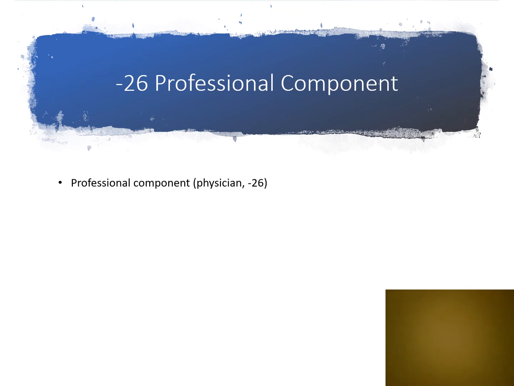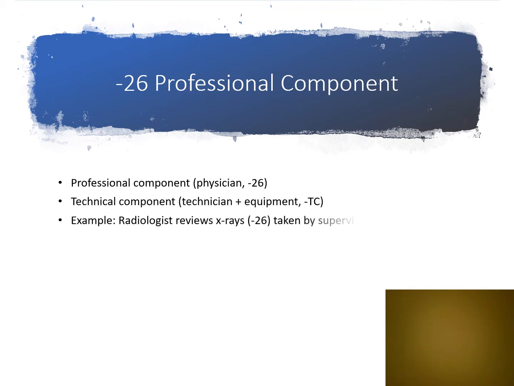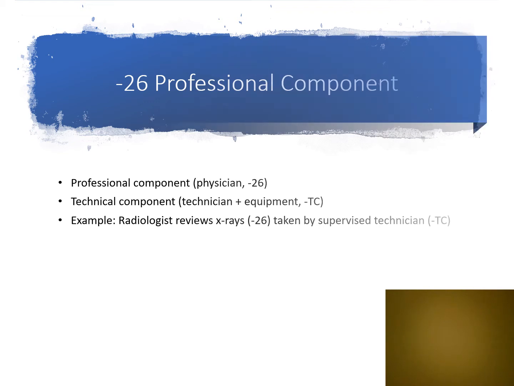Modifier 26 is for professional component. Professional means the physician. That's 26, and the technical component is TC. Example, a radiologist reviews an x-ray. That's a 26 modifier. The x-ray taken by the technician is TC, the technical component.